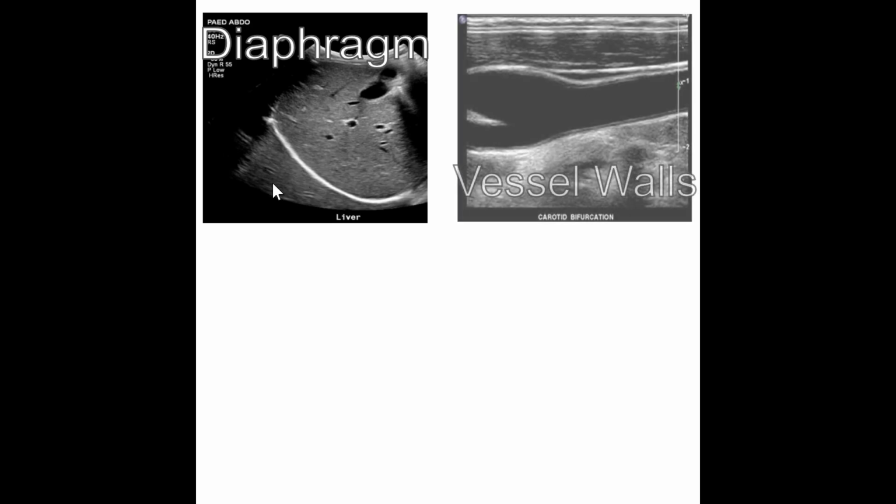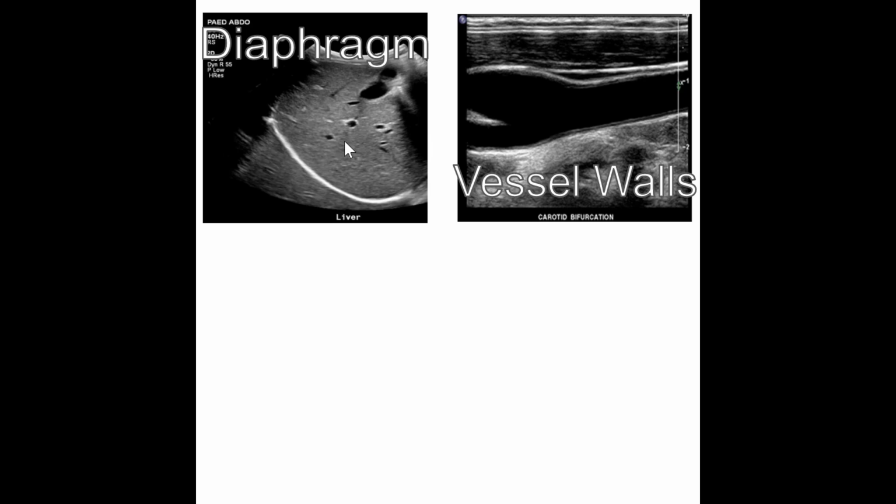Some examples of specular reflectors that we see around the body include the diaphragm, which, if you recall me saying, the specular reflectors are going to be linear, bright echoes. So this is our diaphragm here, nice and bright. We've got liver on this side, lungs would be on this side. Vessel walls are also specular reflectors. This is a carotid artery. We can see that the vessel wall is bright, white, and linear.